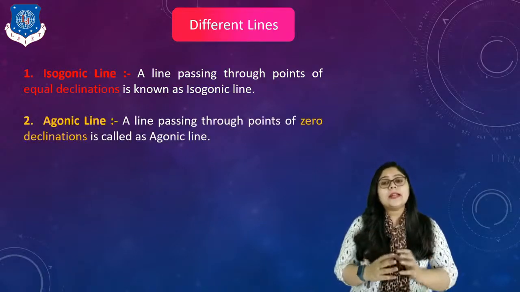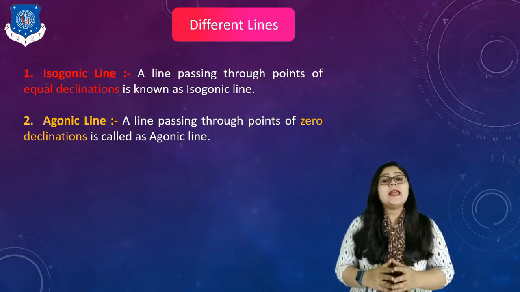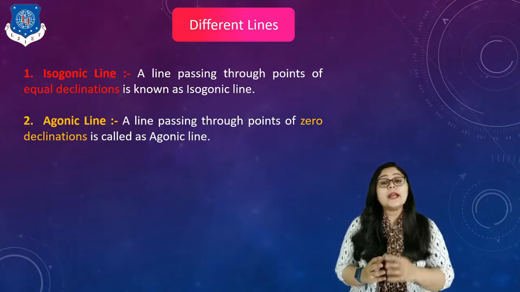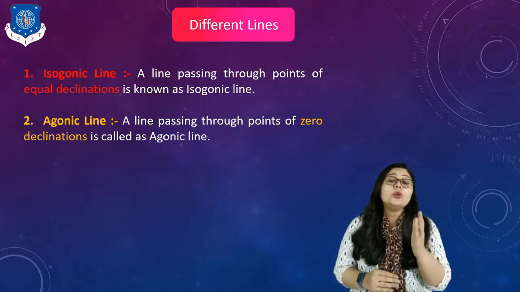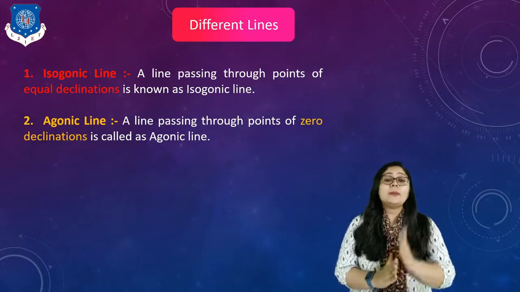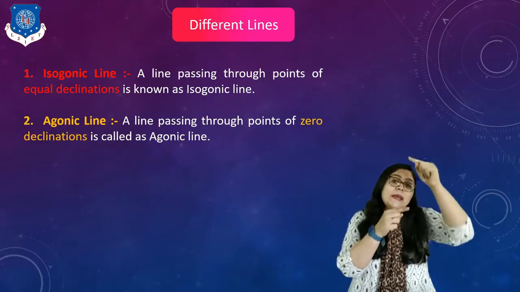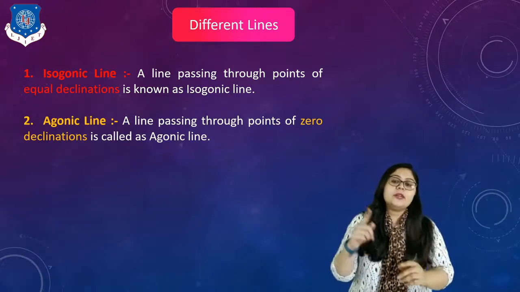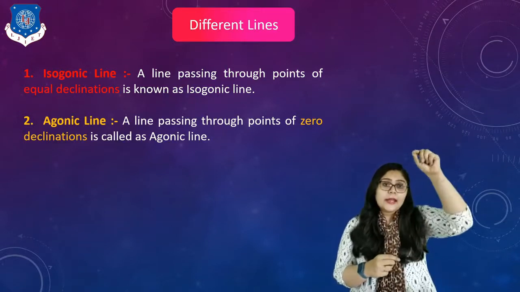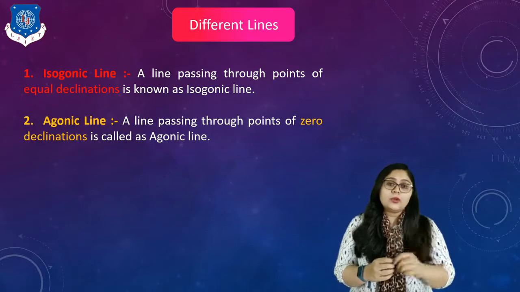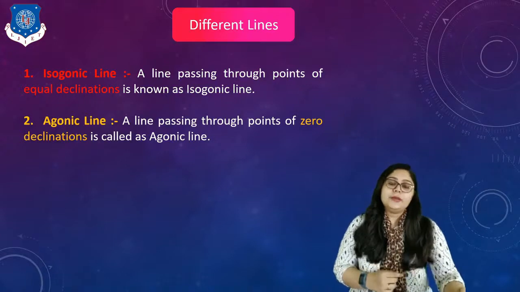Next is the agonic line. It means a line passing through the points of zero declination is called the agonic line. But now, what is zero declination? Zero declination means there is no angle between true north and magnetic north. It means whenever my true north is my magnetic north, there is no such angle. At that time, the line passing through those kinds of points is known as the agonic line. Generally, this kind of condition is created at the extreme points of the Earth's poles, North Pole and South Pole. At that time, the true north and the magnetic north are the same, right?